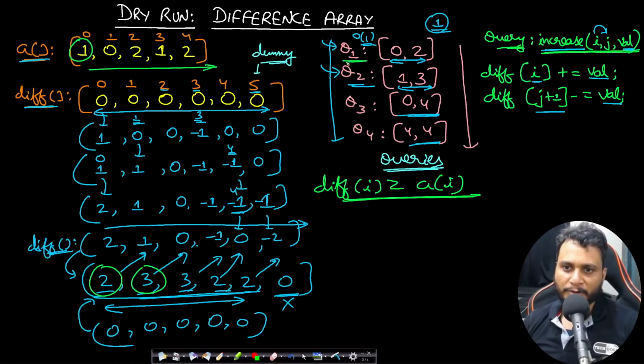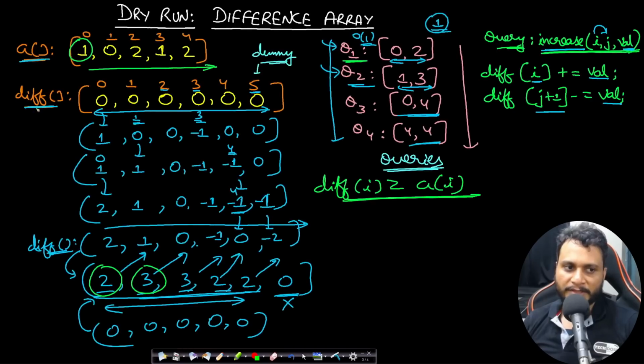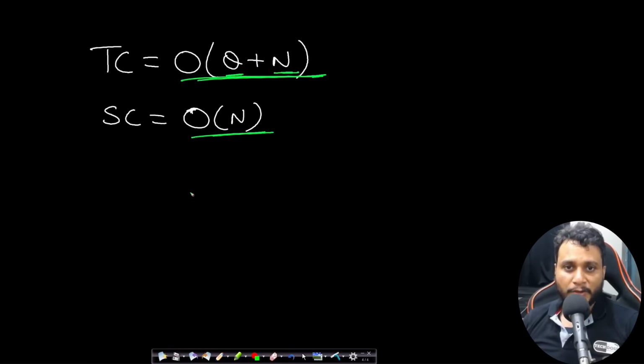Now in this case, each of the queries took just order of 1 time. So q number of updates will take q time, and after that the comparison takes order of n time. So the total time complexity is q plus n, and the space complexity is order of n due to the extra difference array that we had taken, right? So I hope this idea is clear. Let's now look at the code.